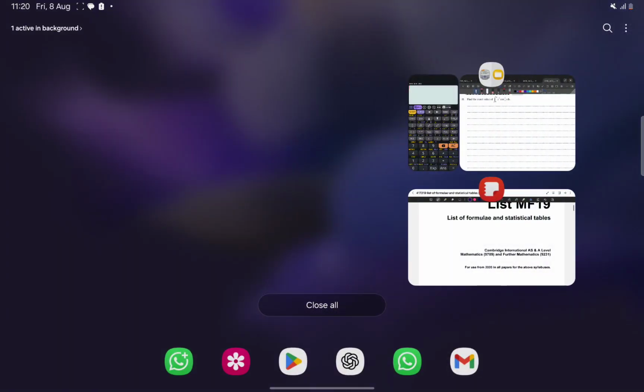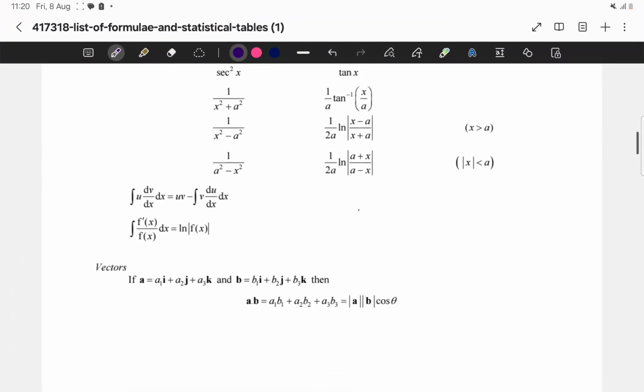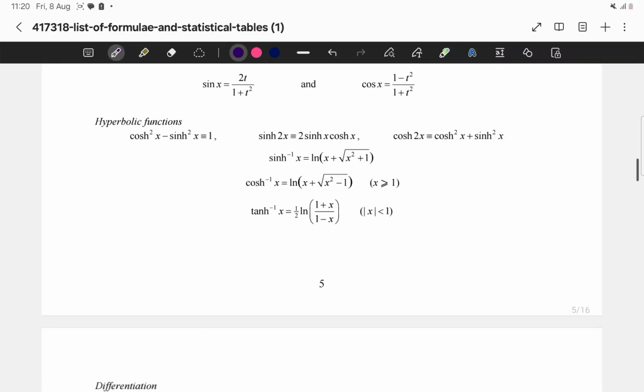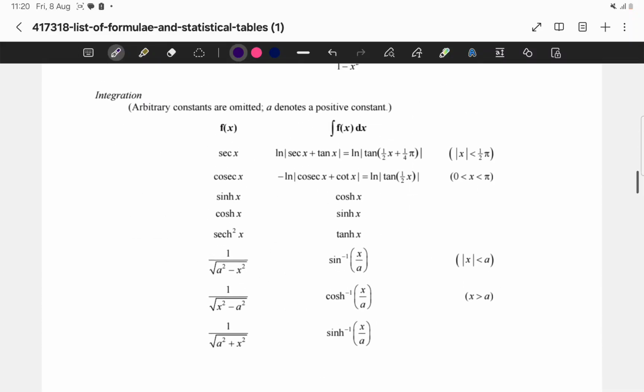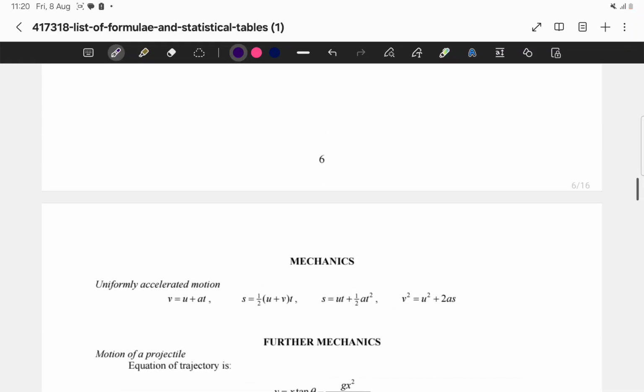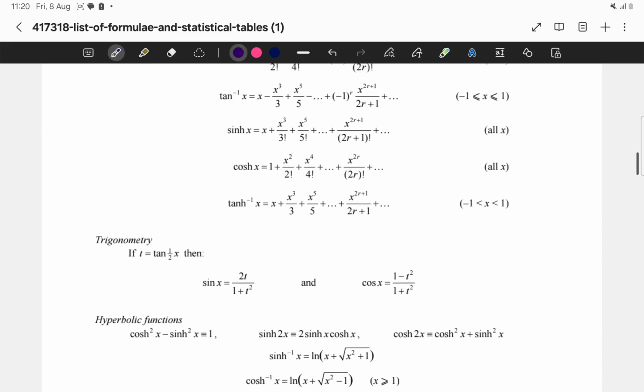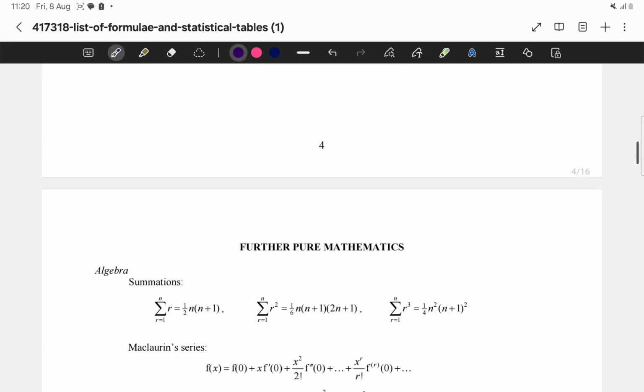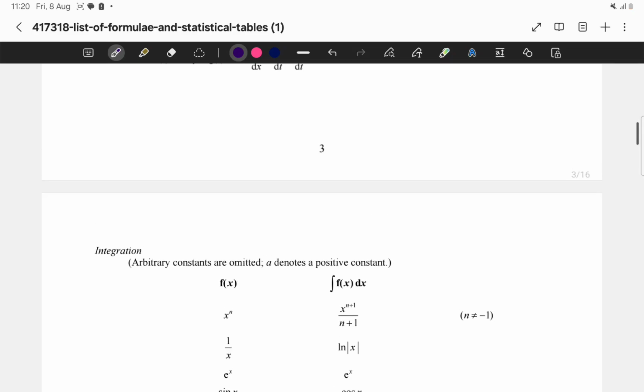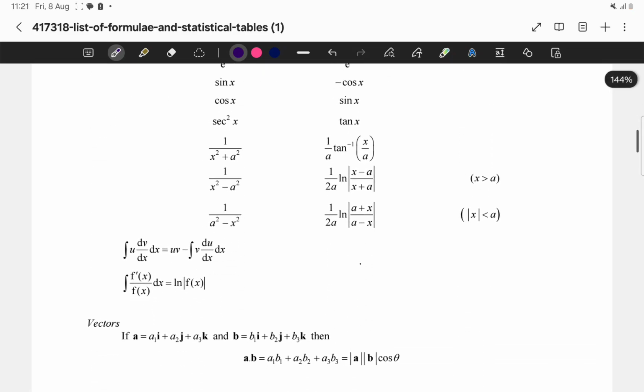I'm going to go to the MF19 and show you the integration by parts, the way your MF19 puts it. So we go down, down, down, down until we get to integration. There we go. Is it here? Okay, now I've passed it. I'll go up a bit. There we go. Further pure mathematics? No, we don't want further pure math. This is integration for pure mathematics. And if you come here, this formula is going to be your by parts formula.